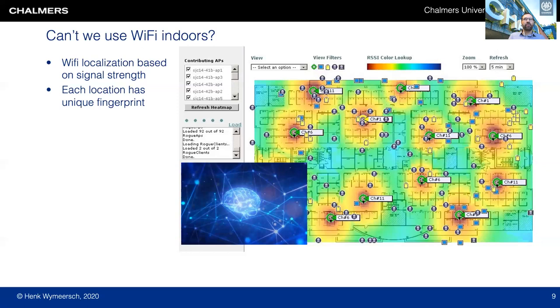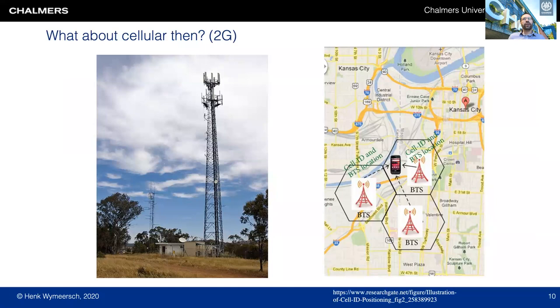Okay, what about 2G or cellular systems in general? So let's see how the different generations of communication systems solve the positioning problem. In 2G, localization was based on cell ID. Okay, so this here is a base station, and maybe there's other base stations around you, and the one that is closest, the one that has the largest signal strength, that's the one that you say this is where you are.